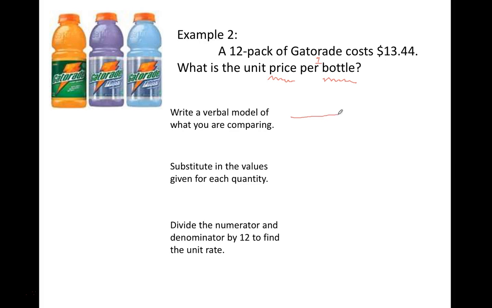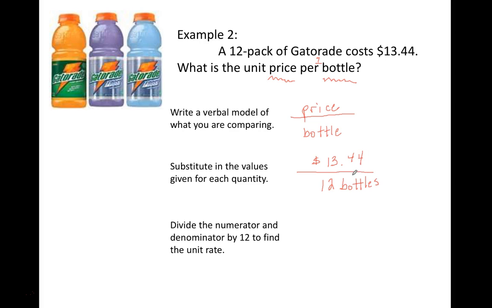So we can set up our verbal representation of the cost or the price to the cost of a bottle. Now, the information they give us is a 12-pack costs $13.44. So let's go ahead and plug that in. It costs $13.44 for 12 bottles.